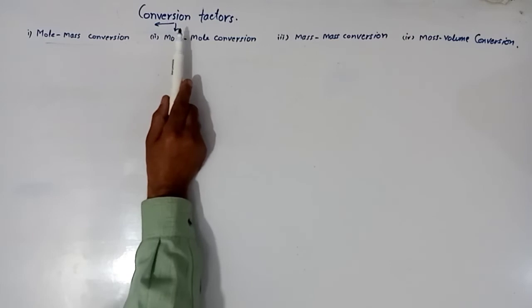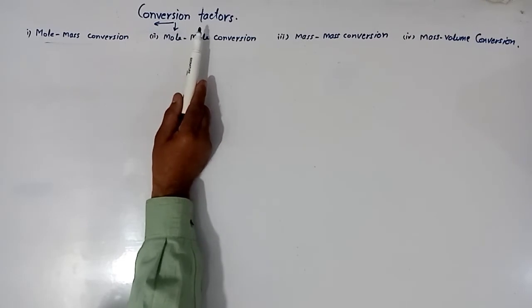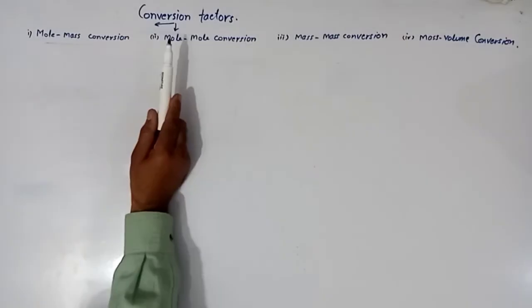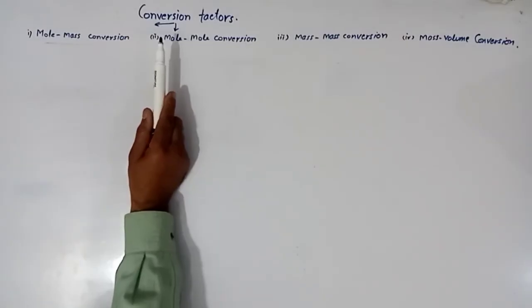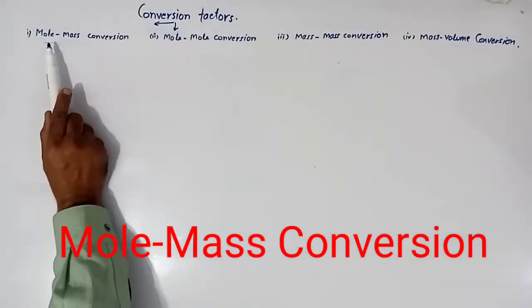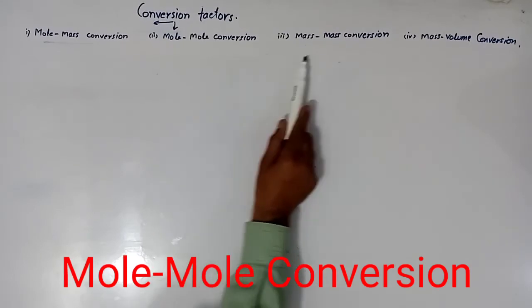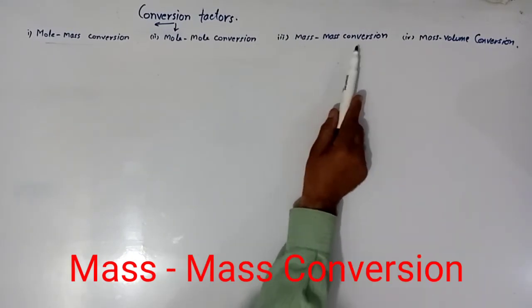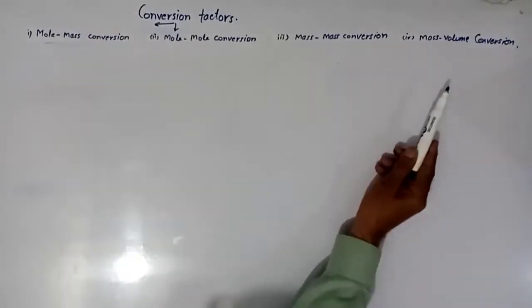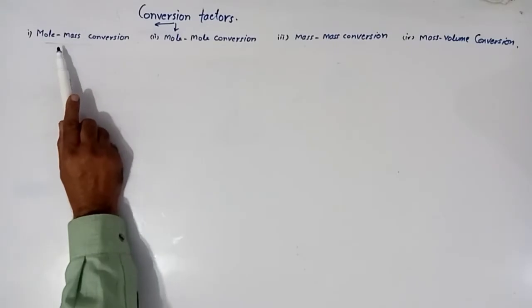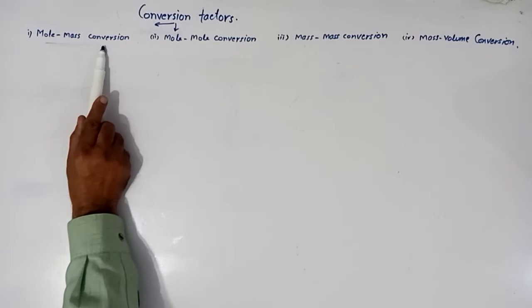There are various conversion factors used to make a relationship between reactants and products. During stoichiometric calculation, these are mole-mass conversion, mole-mole conversion, mass-mass conversion, and mass-volume conversion. But today we will only discuss mole-mass conversion in this part.